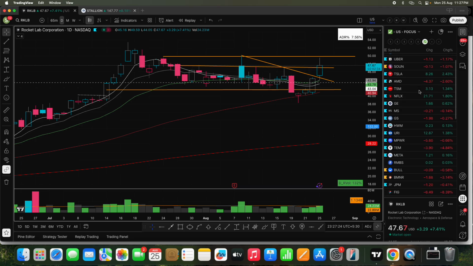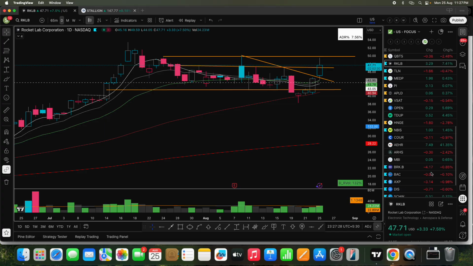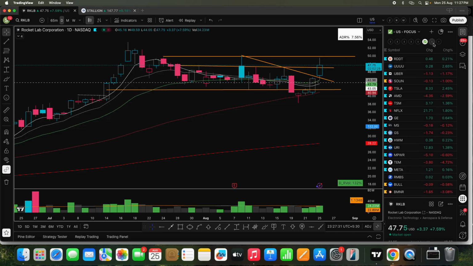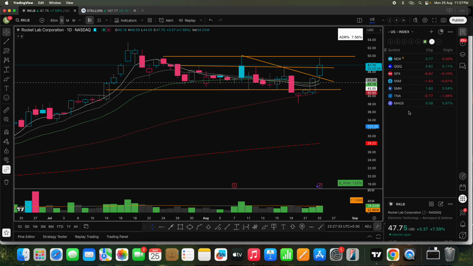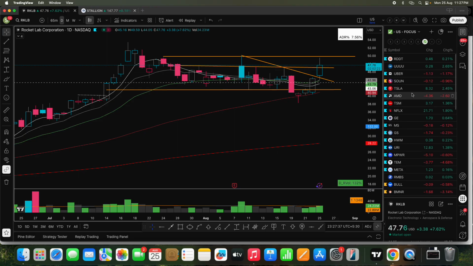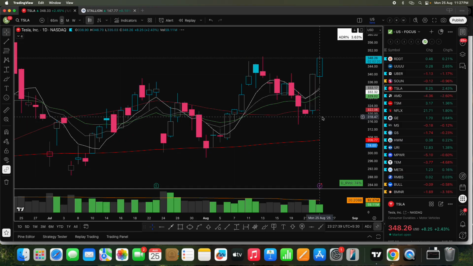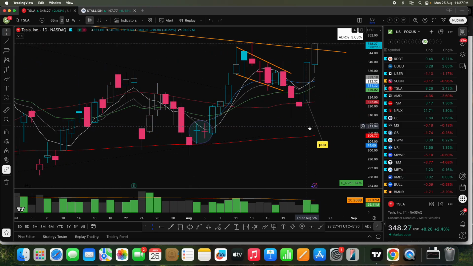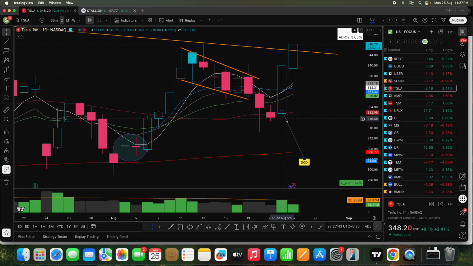These are all the stocks I am tracking. This tells me how the market is doing right now. Okay, and also these are the indices. Another stock I am tracking was Tesla. Yesterday would have been a perfect entry, but I didn't want to enter too many stocks right now because I just started out.